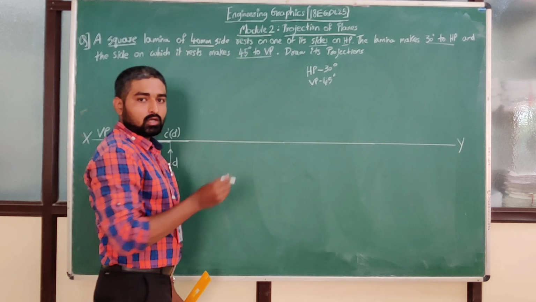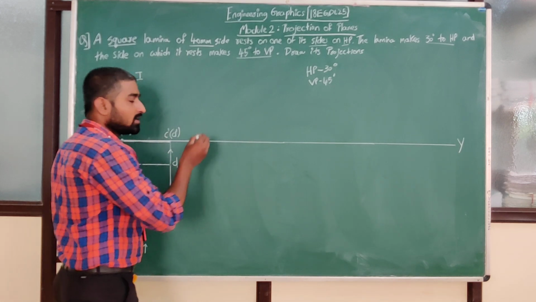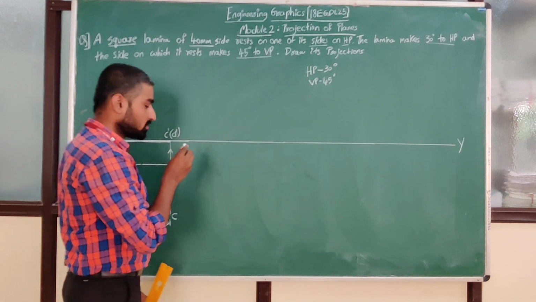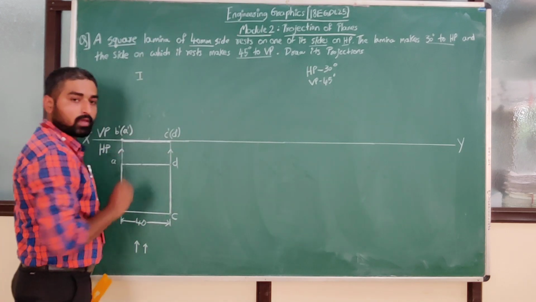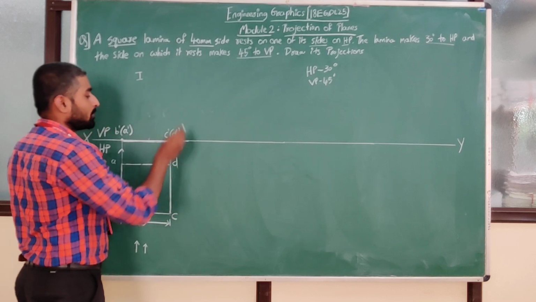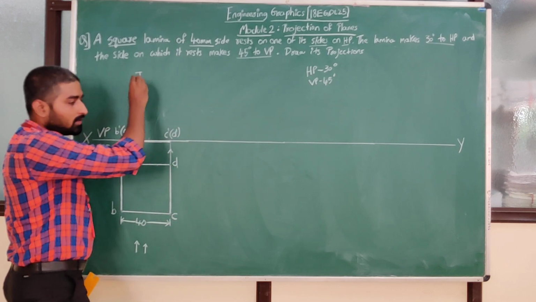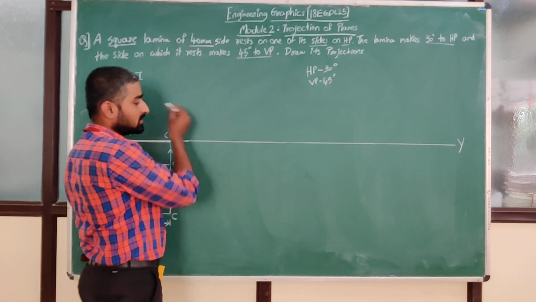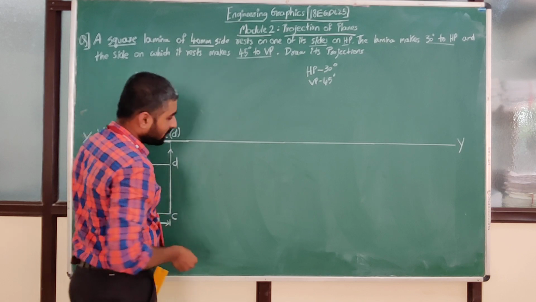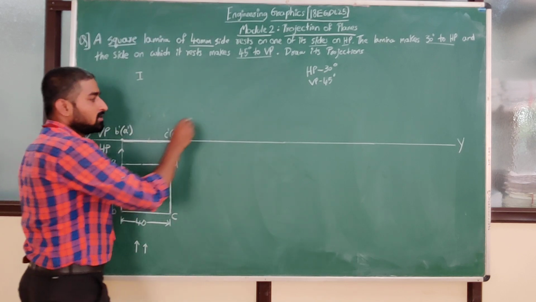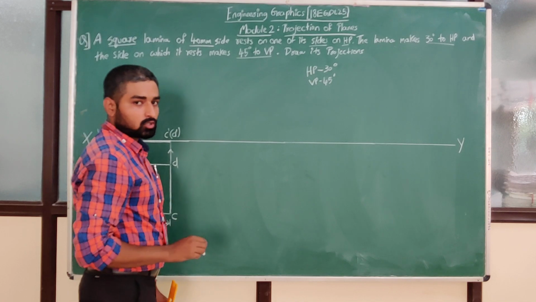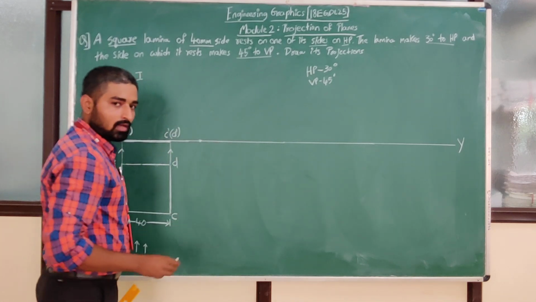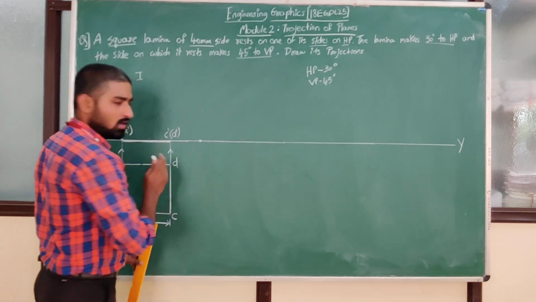Remember always that we are going to take the inclination with respect to HP in the second step if the first step is resting in HP. Suppose the first step is resting in VP, then the second step will be inclination with respect to VP. That will be exactly the opposite. Since it is resting in HP in the first step, the second step will be inclination with respect to HP. So let us assume one point somewhere on this XY line, but keep it as close as possible to the first step.